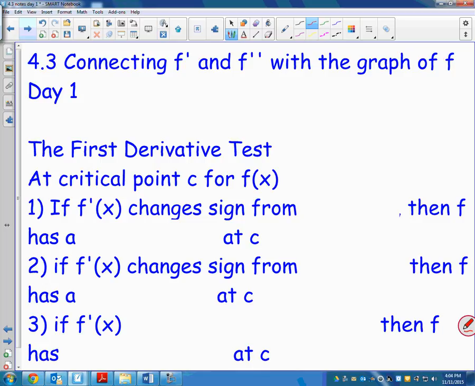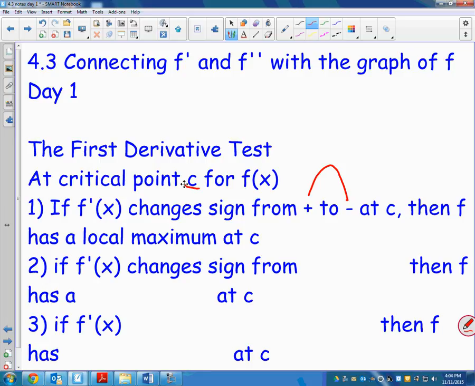I printed these for you so you don't have to write them all down. The first derivative test uses the first derivative to find relative extrema points. So if you have a critical point C for some function, so you set your derivative equal to 0 and you find that it equals some value C, if your derivative changes sign from positive to negative at C, so your derivative is positive, which means increasing, and it changes to negative, which means decreasing, then we know that the function has a local maximum at C.